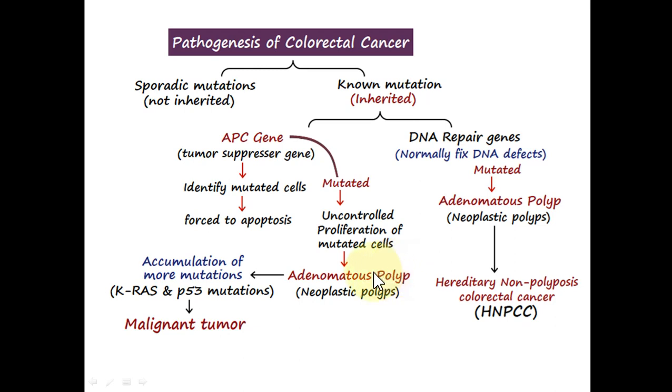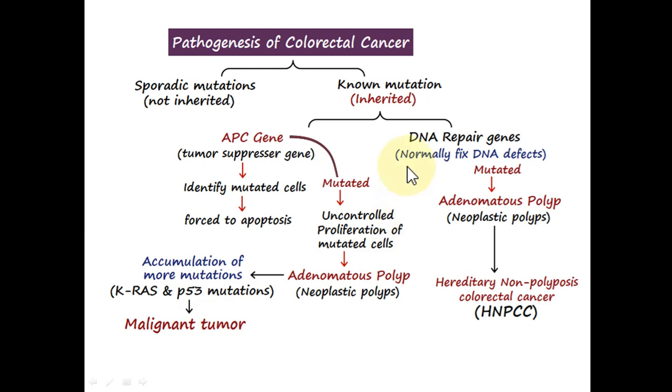But unfortunately, this adenomatous polyp or neoplastic polyp accumulates further genetic mutations, for example, in KRAS and P53 tumor suppressor genes. So, when further genetic mutations are added, the cells go completely out of order, and the result will be the adenocarcinoma of the colon, which is a malignant tumor.